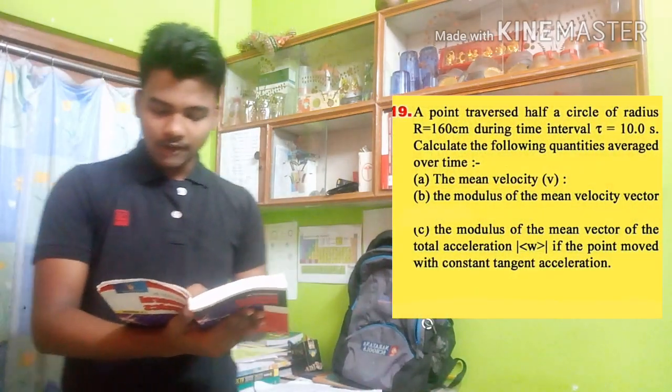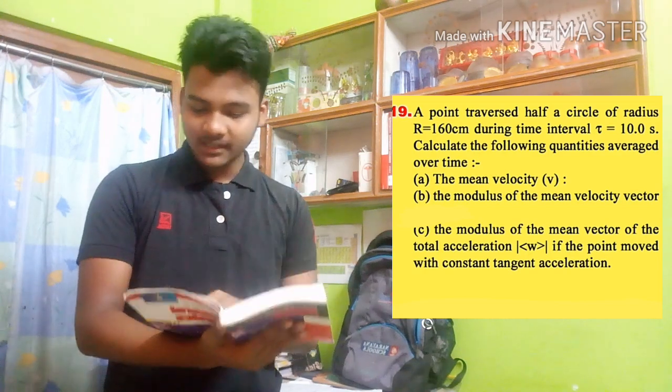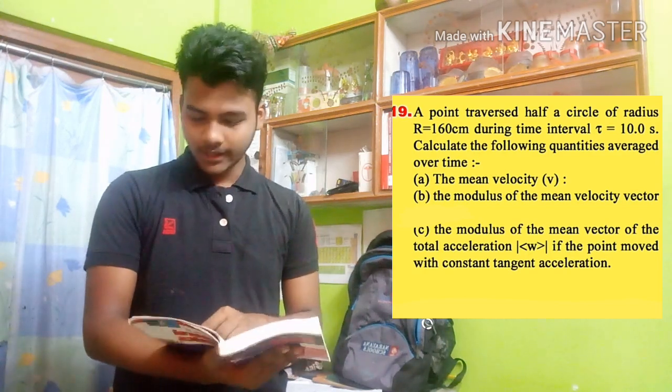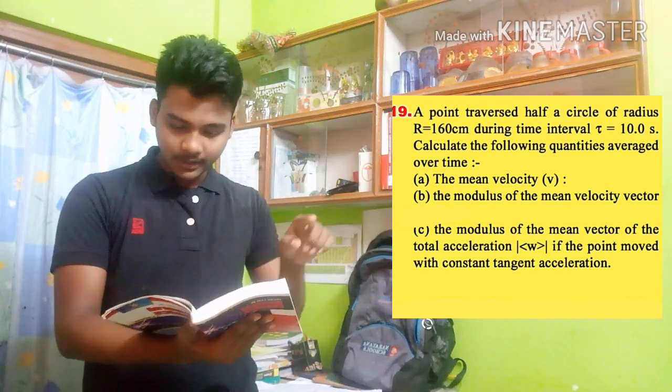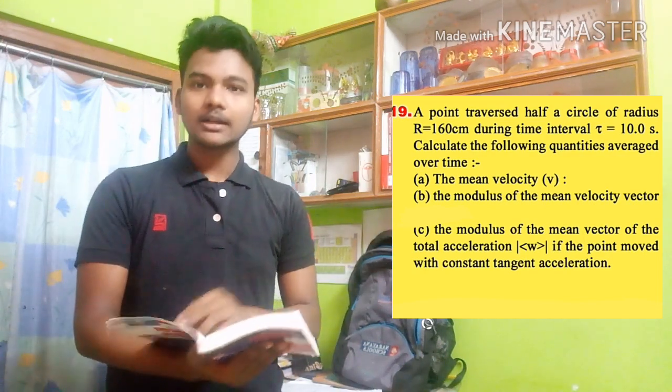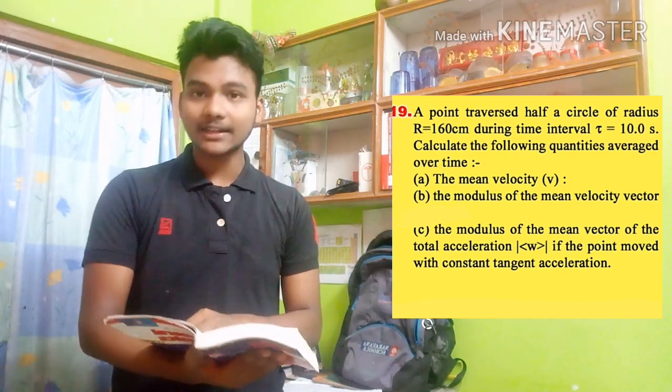A point traversed half of a circle of radius r equals 160 centimeter during time interval tau equals 10 second. Calculate the following quantities average over that time.